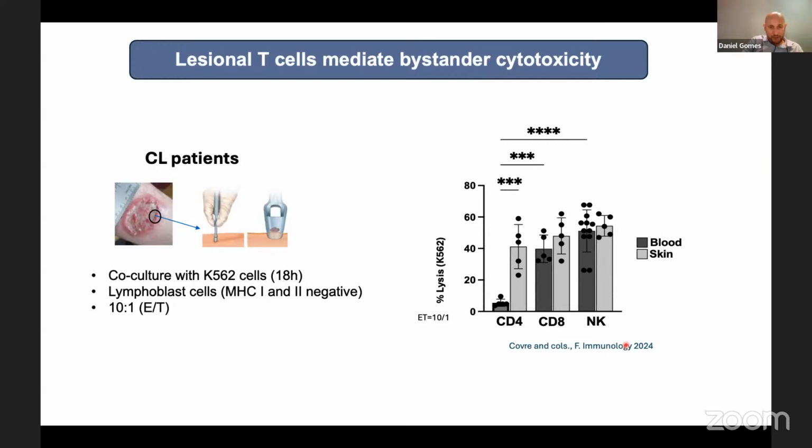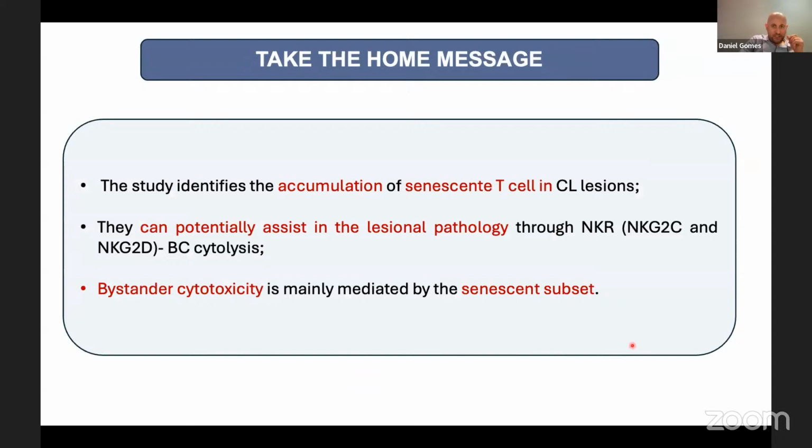These data really show to us, or confirm to us, that the lesional environment retains the senescent population, and this senescent population could be the most important population linked with the pathology. Just to take the whole message about this study so far, we showed that the accumulation of senescent cells in lesions from CD4 and CD8 compartments potentially assists, especially CD4 T cells. They could assist the lesional pathology by triggering target cells through NK receptors, NKG2C or NKG2D.